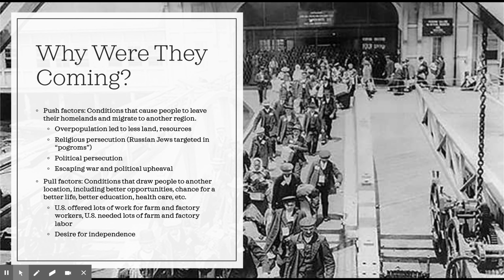And there's also just a desire for independence in the United States. With our Bill of Rights, you have freedom of religion, freedom of speech. A lot of other countries didn't have these rights guaranteed for their citizens. And so these immigrants wanted to experience those rights in the United States.